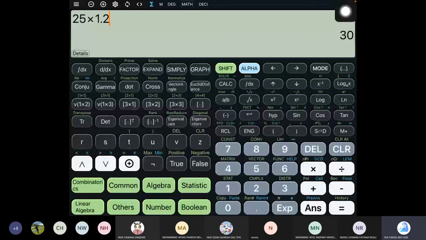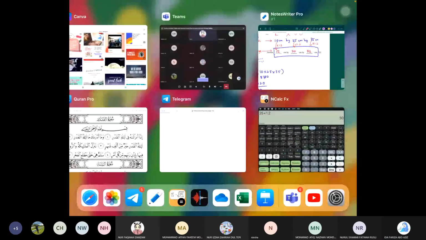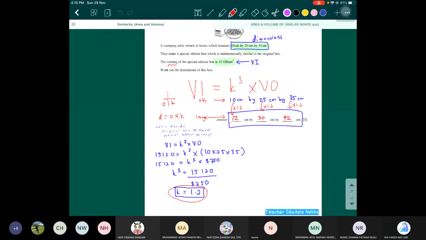Okay. Try putting it in your calculator. Is the last one correct? 35 times 1.2 gives 42. Is it correct? Correct. Right? 35 times 1.2 gives 42. So that's how you got your answer. Done. Okay. So this is a real or original IGCSE question.